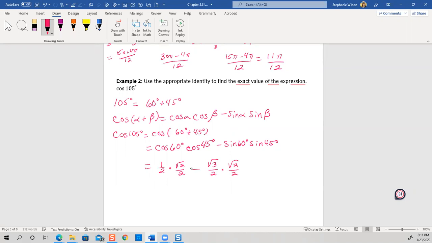And we're just going to finish this up. Now I've got 1 times the square root of 2 over 4, because 2 times 2 is 4, minus square root of 3 times square root of 2, which is square root of 6 over 4. And let's just rewrite it where it's a little bit neater. And that is our answer.